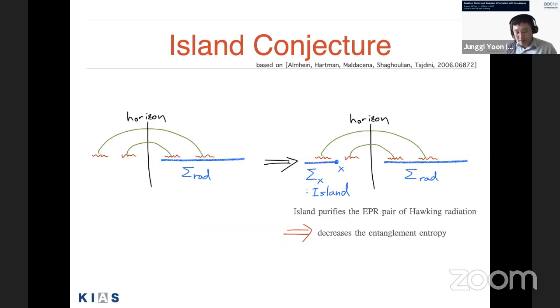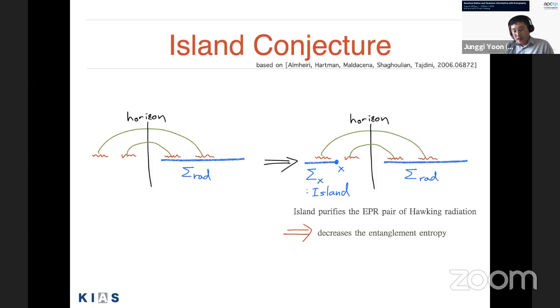This requires some detailed explanation, but in short, the essence of this mechanism is that if you calculate the entanglement entropy of radiation, we count the EPR pair of this radiation. But when we include this island, both of this pair of EPR pairs, which is related to the Hawking radiation, are included in the sigma x and the sigma radiation. So it does not contribute to the entanglement entropy anymore. In a word, I can say that this island purified the EPR pair of Hawking radiation. So in this mechanism, when you include the island, this decreases the entanglement entropy.